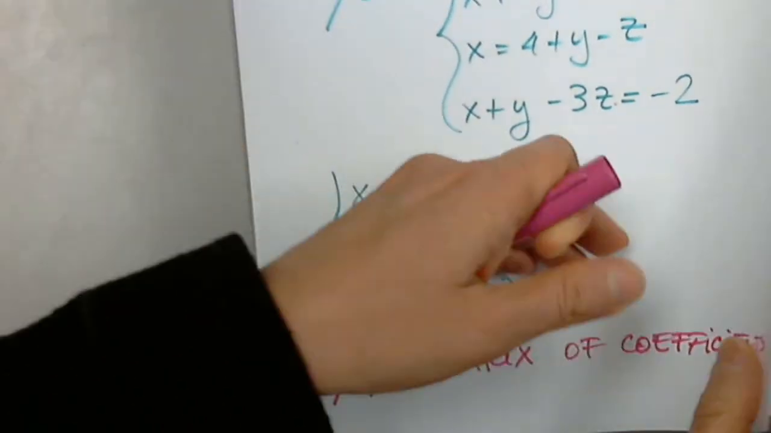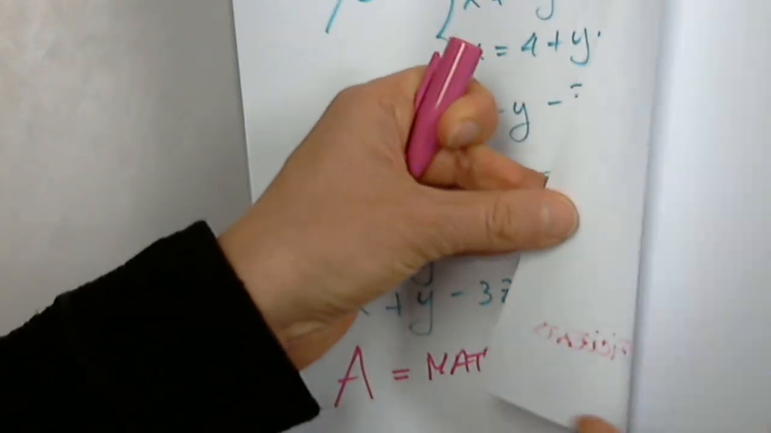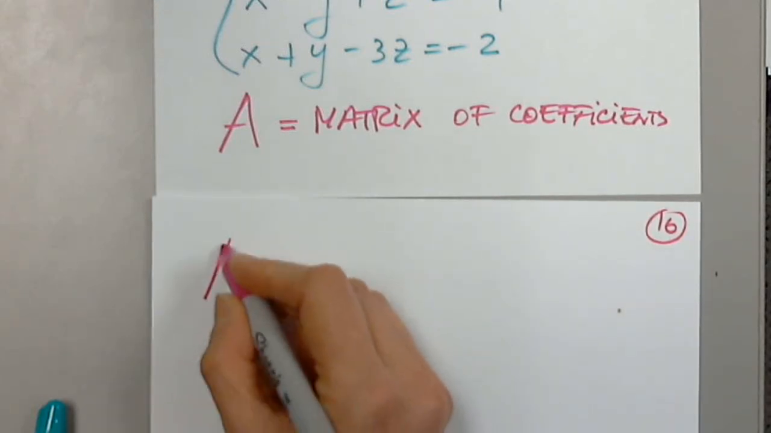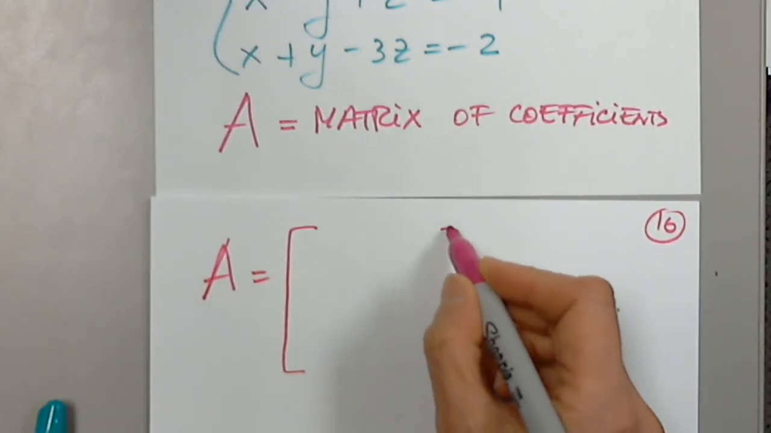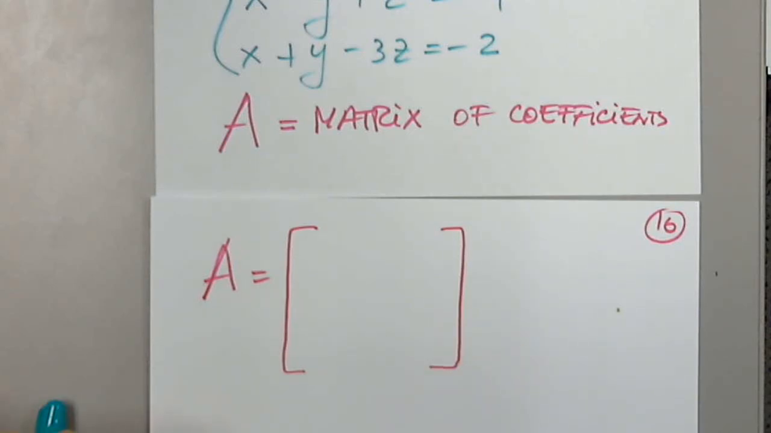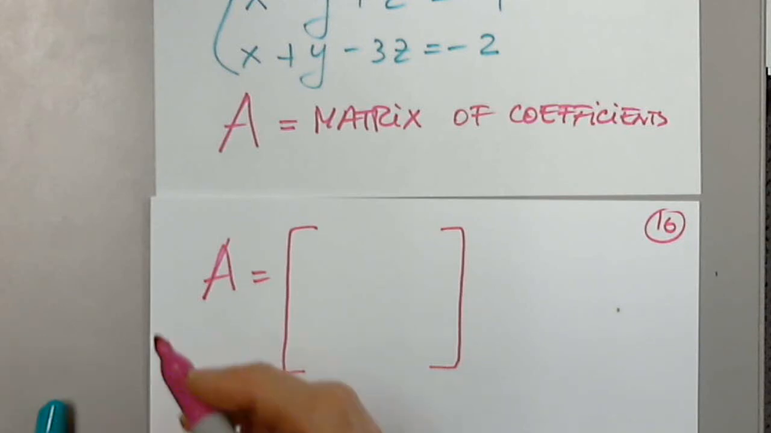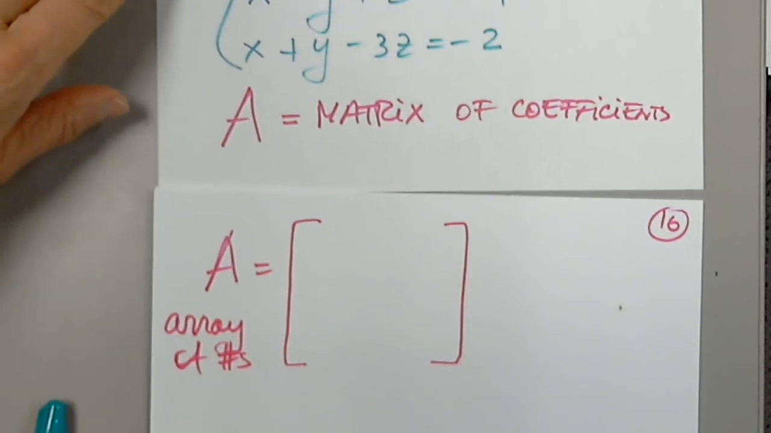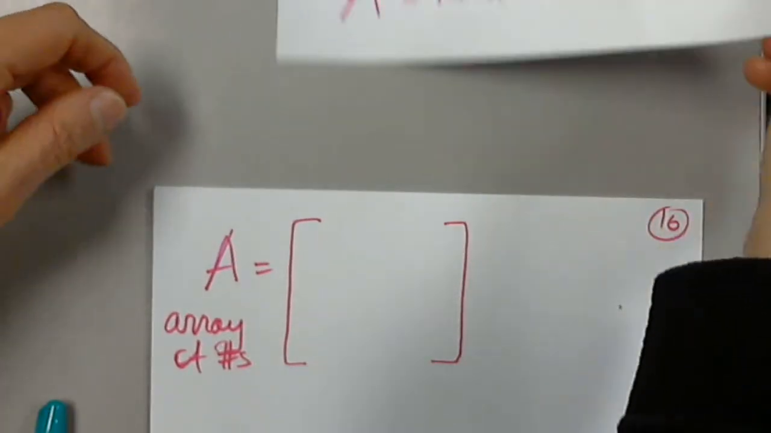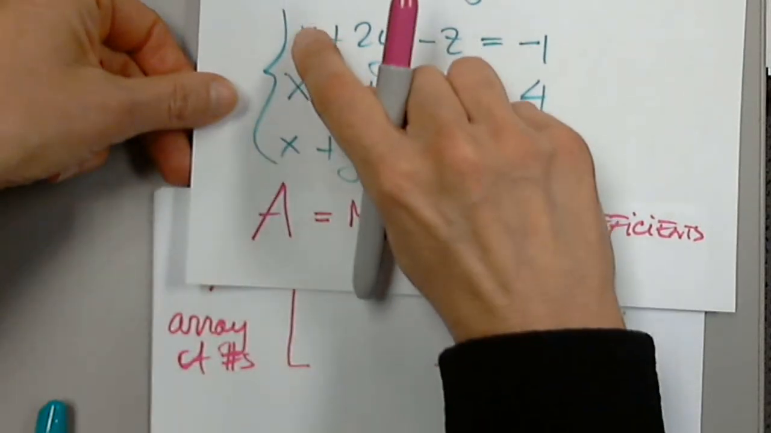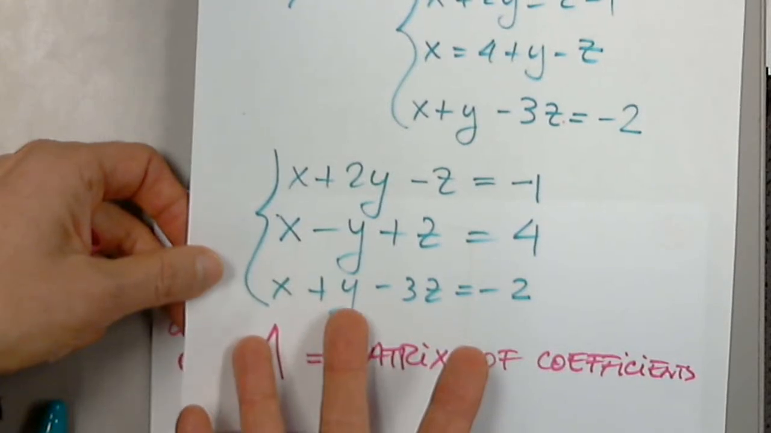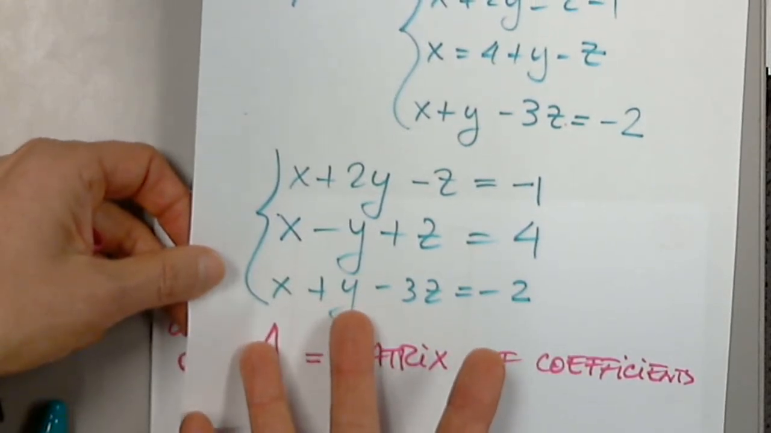Meaning, not variables, just coefficients. So here it is. A equals an array of numbers, consisting of the first column, which will be the coefficients of x: 1, 1, 1. Now you understand why this needed to be in this particular order.